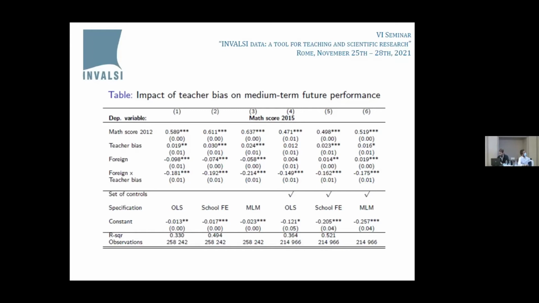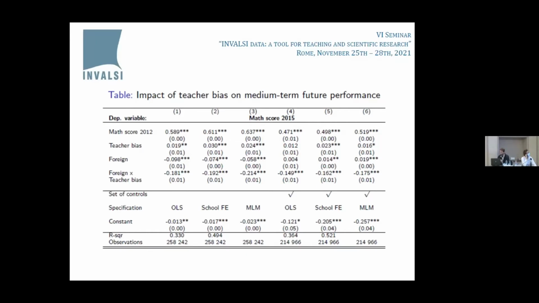Let's just focus on the first column. We see that, of course, we control for math score and foreign background. Here, the teacher bias has a positive value, but this doesn't translate into a different interpretation of the result. This is just a mechanical effect of the way we constructed the variable, because in this case we have average teacher bias.